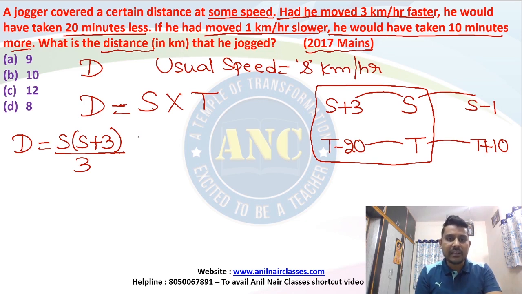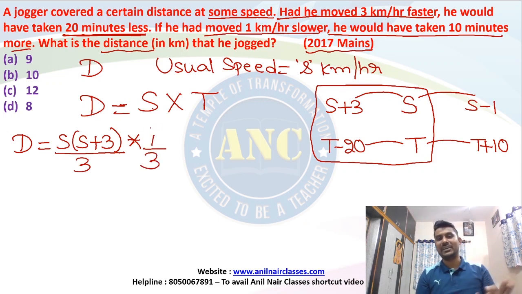So that is nothing but S multiplied with time. Same to same. You have two values here, one is T, another is T minus 20. In simple language, he would have taken 20 minutes less. Converting 20 minutes to hours, it becomes 20 by 60, which is 1 by 3. So this is nothing but the distance.